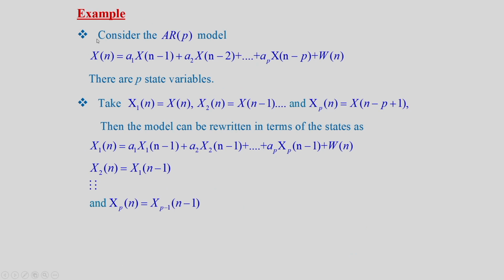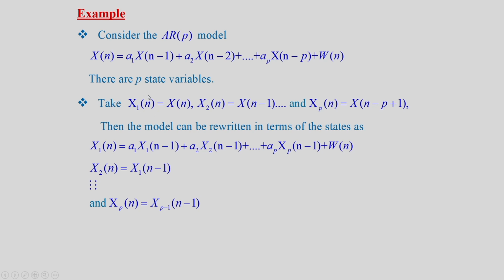We will consider one example. Consider the AR(p) model. So, here x[n] is equal to a1 times x[n-1] plus a2 times x[n-2] plus up to ap times x[n-p] plus w[n]. So, this is the pth order autoregressive model, where w[n] is the white noise.